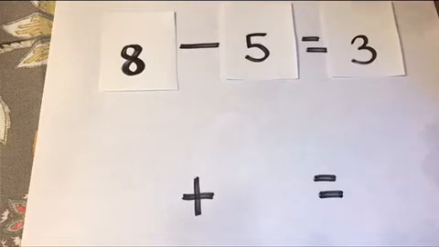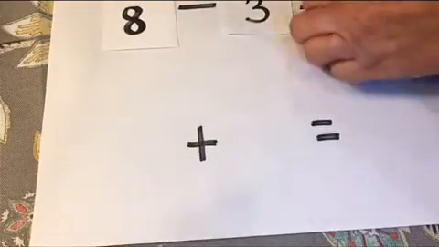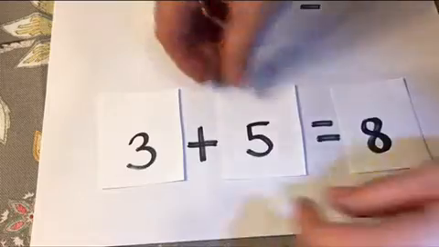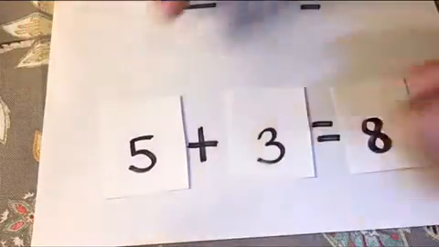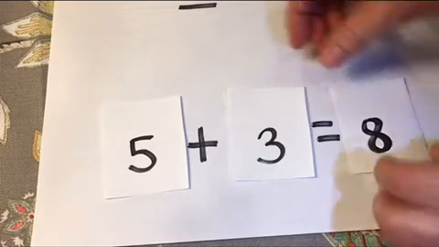8 minus 5 equals 3. 8 minus 3 equals 5. 3 plus 5 equals 8. 5 plus 3 equals 8. I have created four different equations for my fact family. This is good for me when I want to solve something that I'm not really sure of, and we're going to talk about that in a little bit.